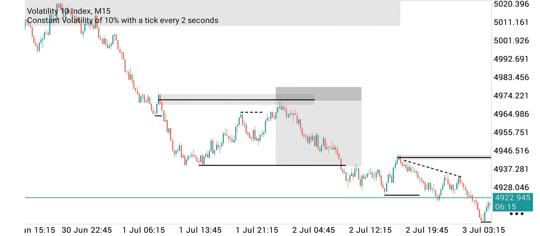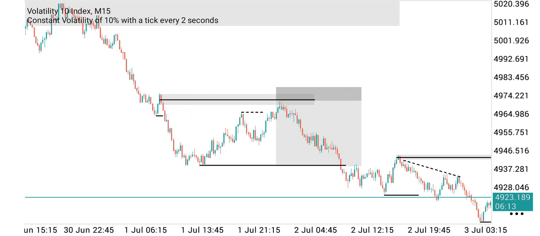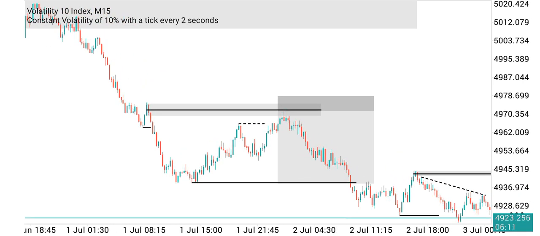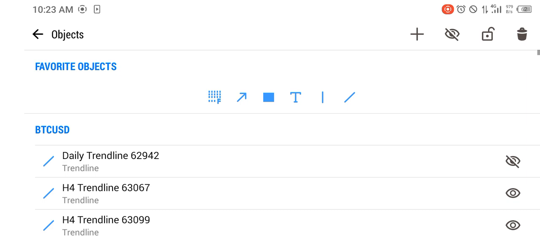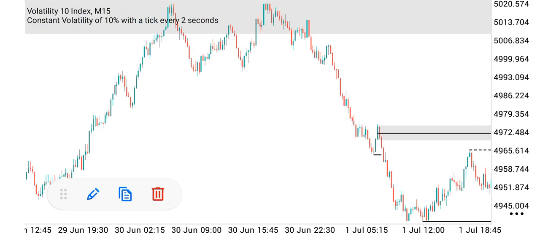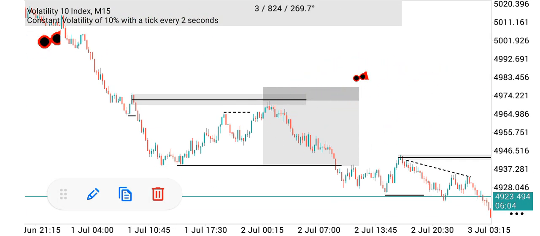This setup was yesterday. I got this internal breakout structure. Mark my order block. You see it. I got this internal breakout structure, then my order block. I marked my order block. I waited. Price tapped in.